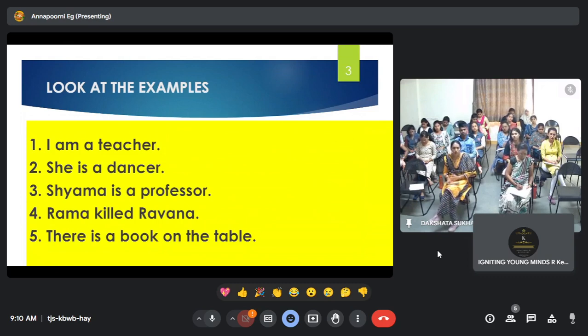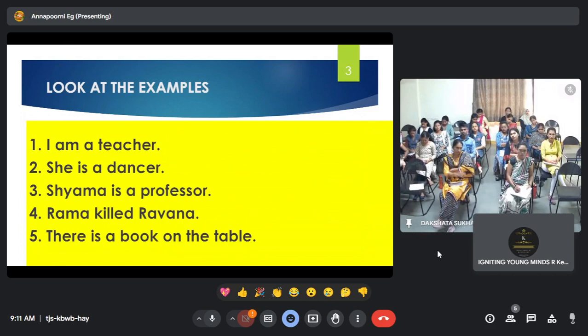Then Rama killed Ravana. The very famous epic Ramayana states that Rama killed Ravana. So Rama, I'm talking about Rama. Actually, I'm not talking about Ravana. Ram ne Ravan ko vadh kiya. So Ram ne. The subject here is Ram. Rama killed Ravana. Here Rama is the subject. Killed is the verb. And Ravana is the object.